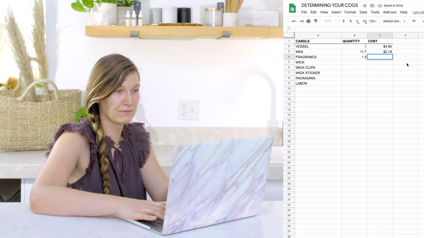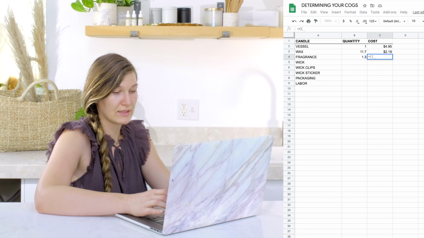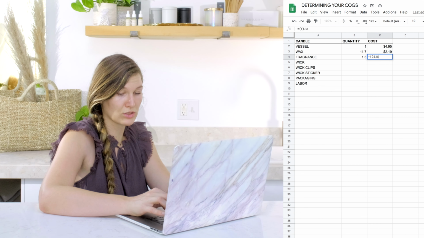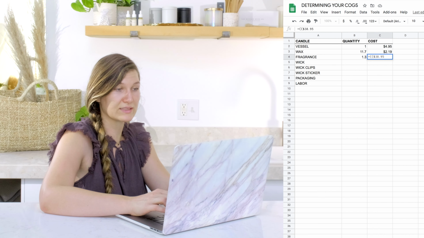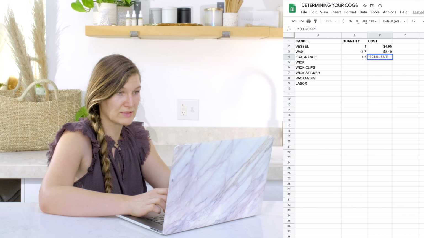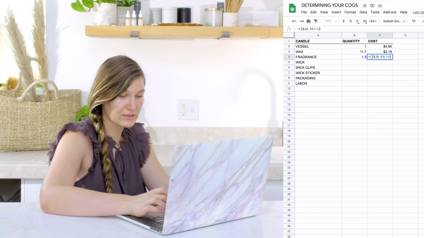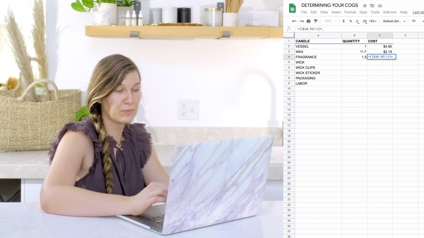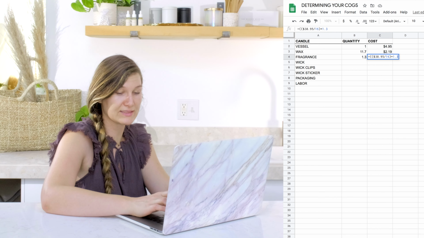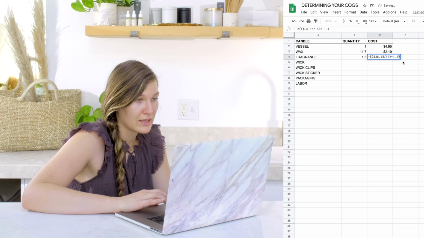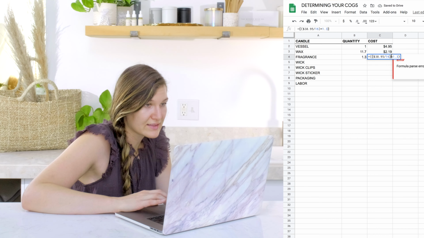And then let's follow that same formula again. So let's assume the fragrance oil costs $38.95 for a 16 ounce. So I'm going to divide that by 16 to get my price per ounce. And then I'm going to multiply that times 1.3. That's how many ounces I'm using in the candle. And let's see if I can't get this math right.